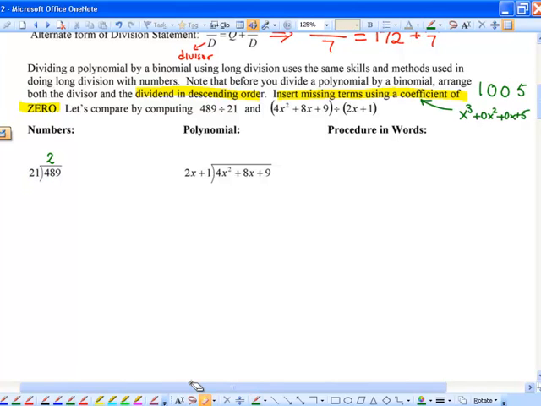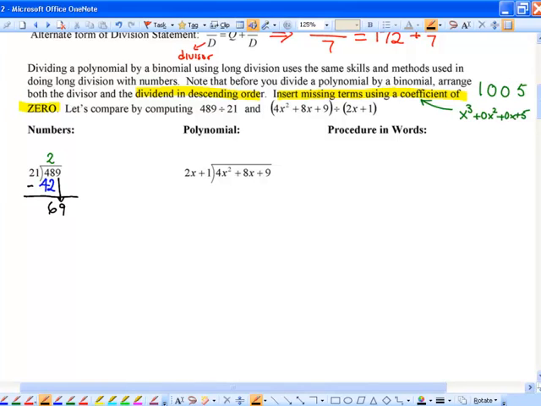I agree. So write the 2 there. And what's our next step? We took the 2, we multiplied by the 21, and we get 42. That's correct. What's the next step in the long division process? Yes, if you think about it, we subtract. So 48 take away 42 is 6. Now 21 can't go into 6, so what do we do? You're correct if you said bring down the 9.